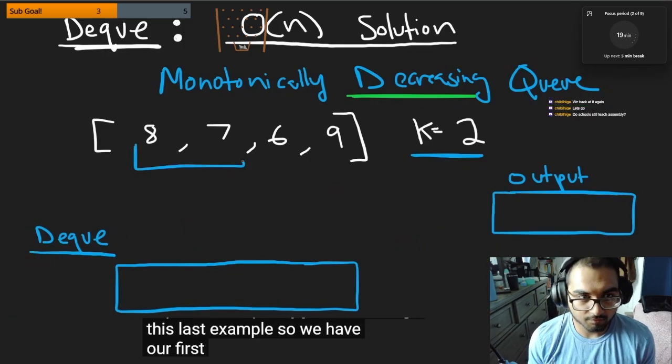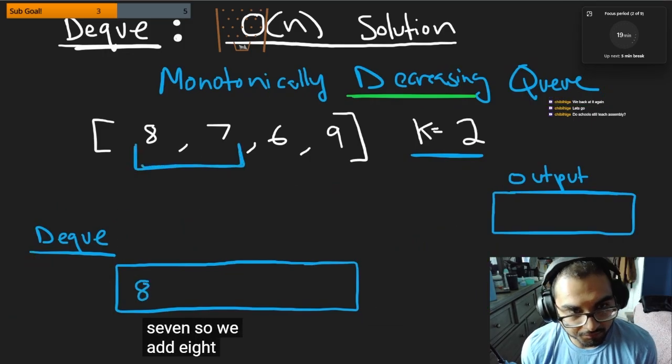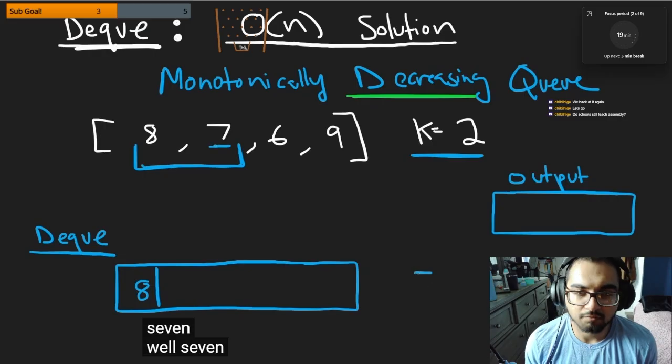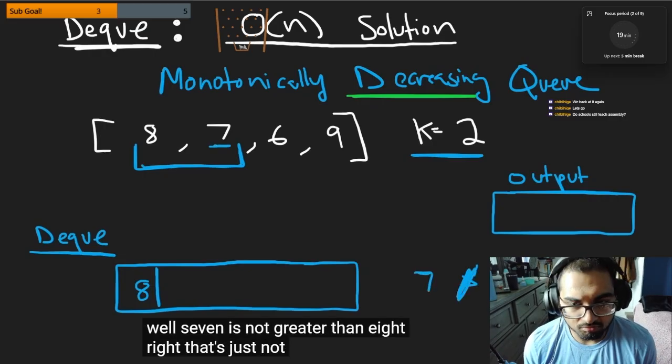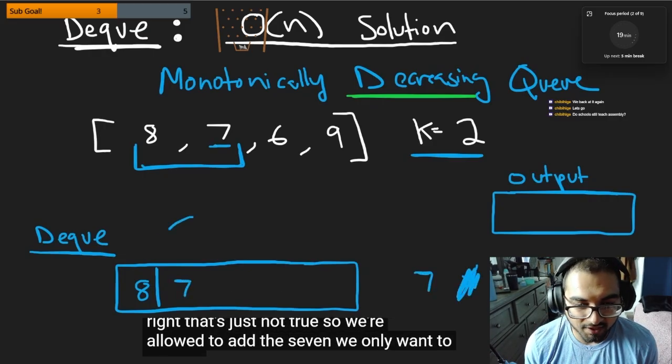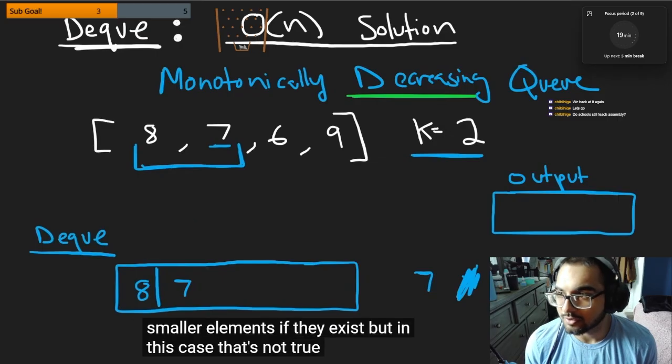We have our first window over here, 8 and 7. So we add 8 to our queue. And then we look at 7. Well, 7 is not greater than 8, right? That's just not true. We only need to remove the smaller elements if they exist in the sliding window, but in this case, that's not true. So we add the 7.